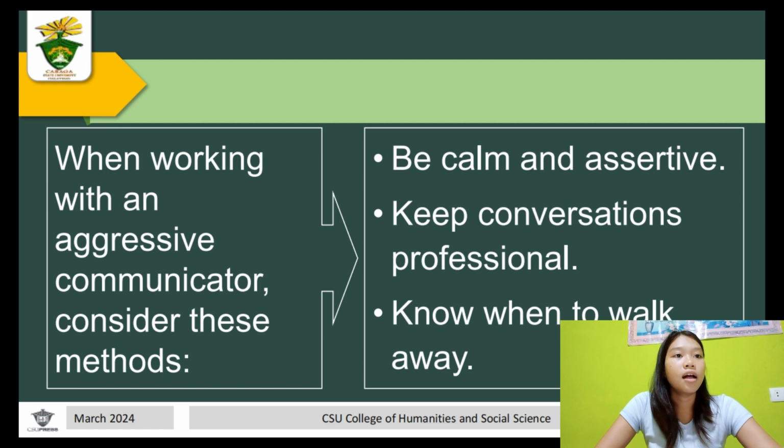For aggressive communicators, some advice, or if you are one: you should take a look at your body language, step back and tone down your voice and gestures. It's not about winning the conversation, it's about solving the problem.